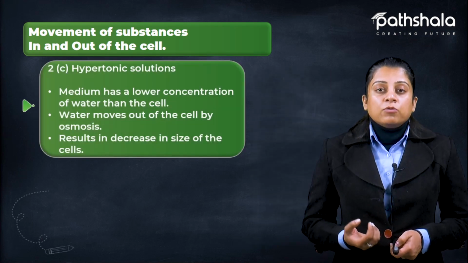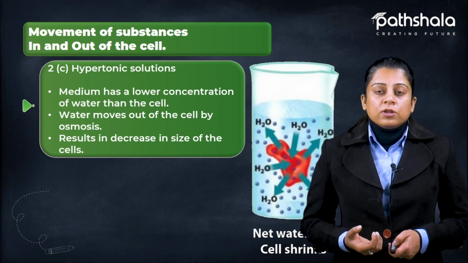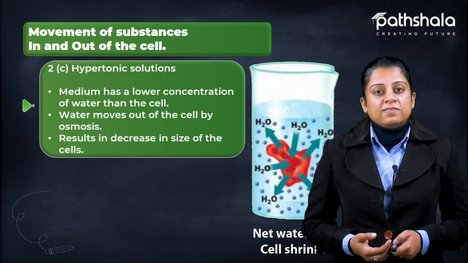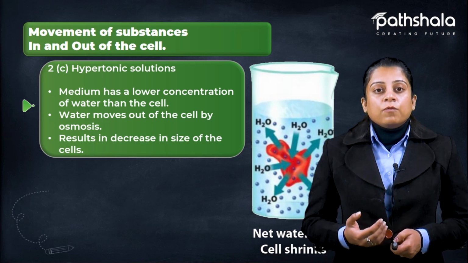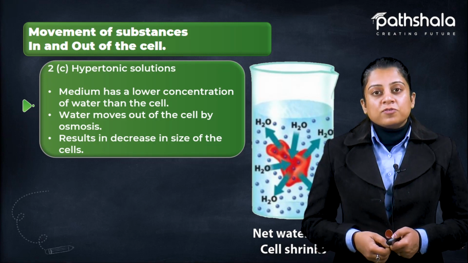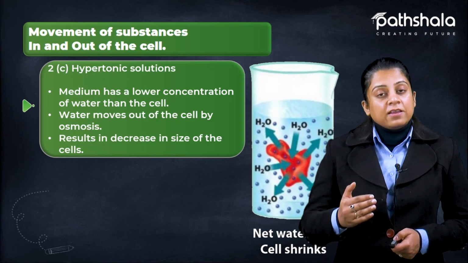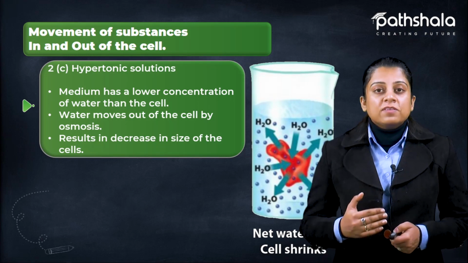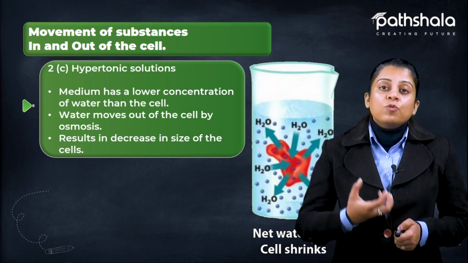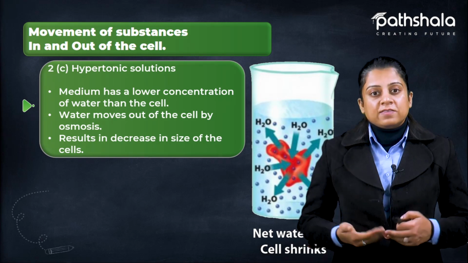Next, let us study the hypertonic solution. Now in a hypertonic solution, the medium has a lower concentration of water than the cell. Now the water will move out of the cell by the process of osmosis, as the outer concentration is less and the inner concentration is more. So obviously the net movement of water will be from a higher concentration to a lower concentration, and the lower concentration is outside the cell.